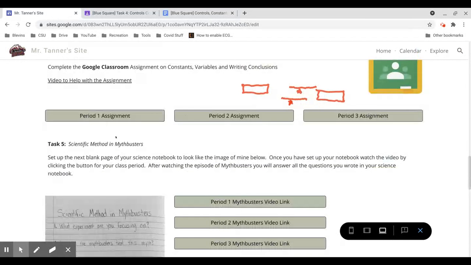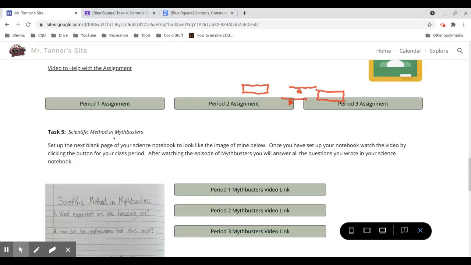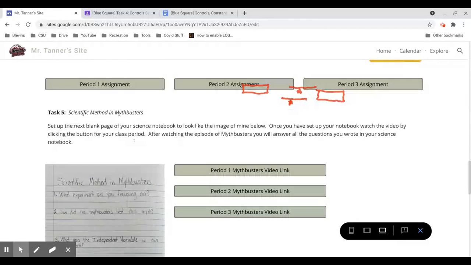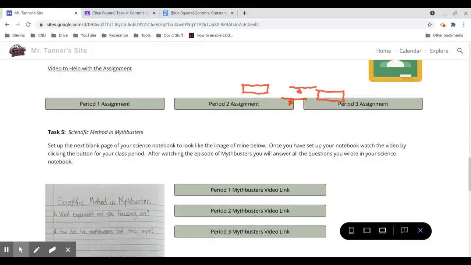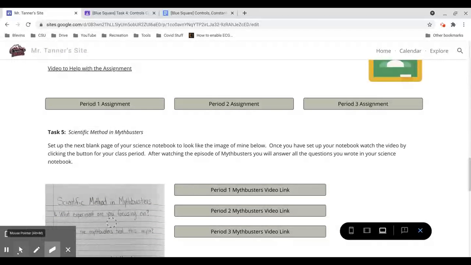That takes us to task 5, which is scientific method in Mythbusters. Mythbusters was a great show. They used the scientific method very carefully to prove the myths false or to say if they were plausible or maybe even confirmed. So the episode that I included in the Mythbusters is about moon myths.